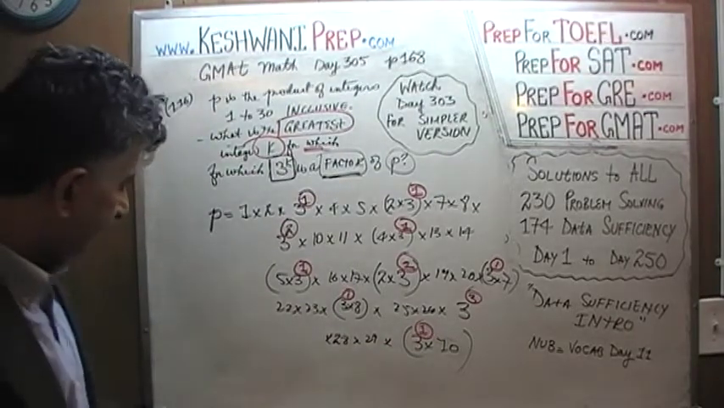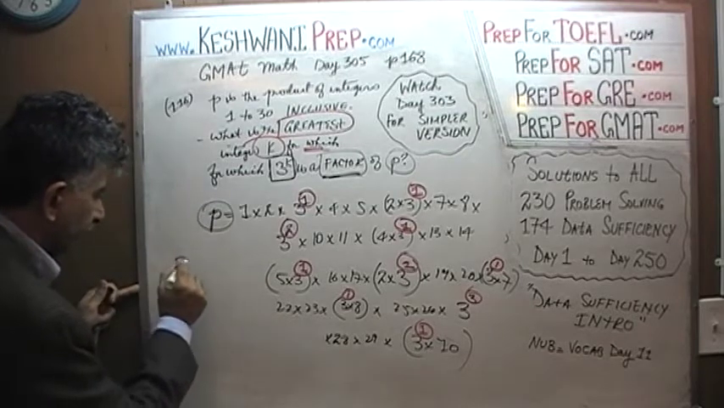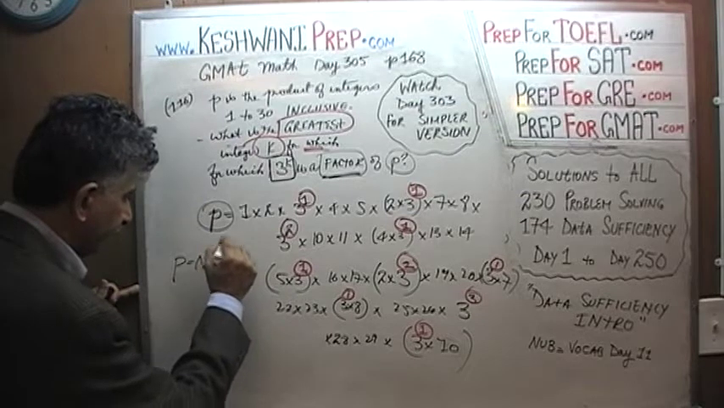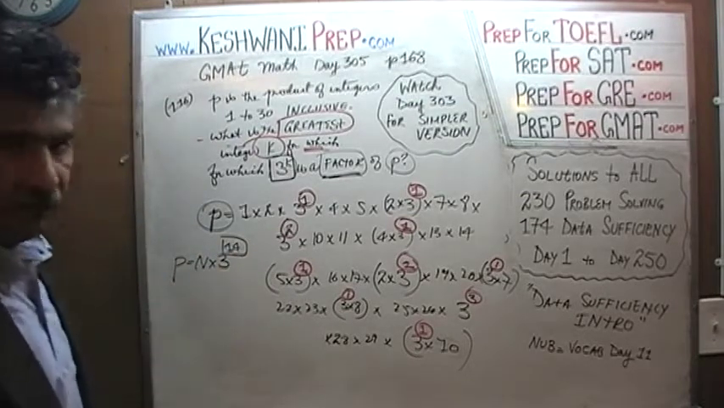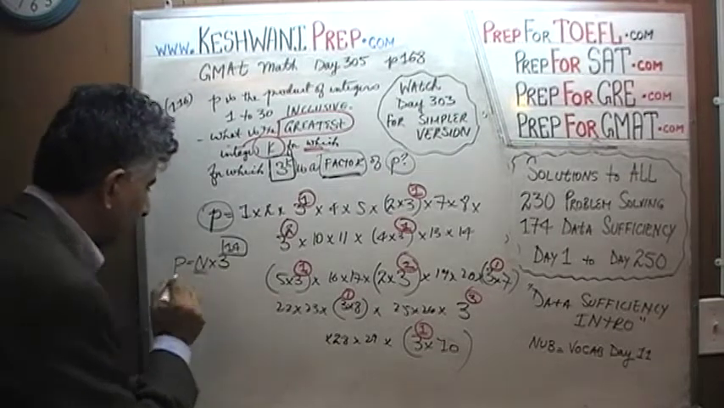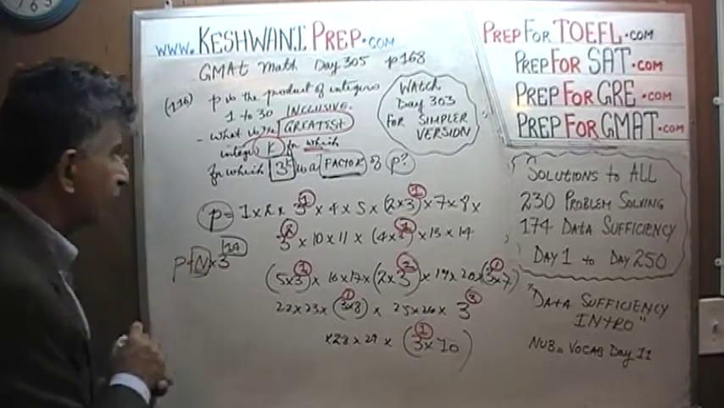That means P can be written as this P right here. This P can be written as some number n times 3 raised to 14. That is the greatest integer k that we can find. That's all it is, we are done. The question is, what does n equal to? Can you figure out what n equals to?